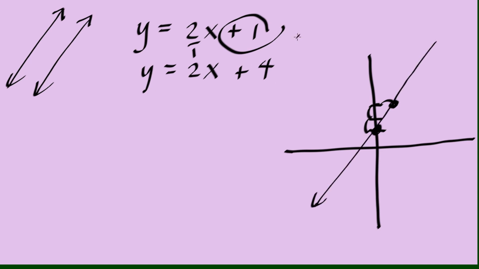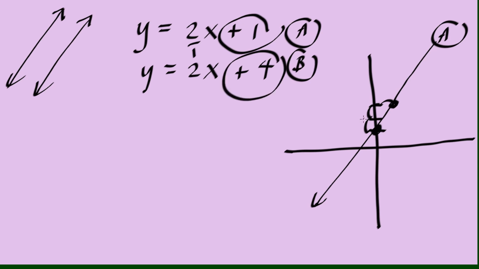Right, so let's say this is our equation A. Now equation B, its y-intercept is 4, so 1, 2, 3, 4. That's your starting point. And the slope is 2 also. They have the same slope. So rise 2, run 1. So the two lines, line A and line B, are parallel.